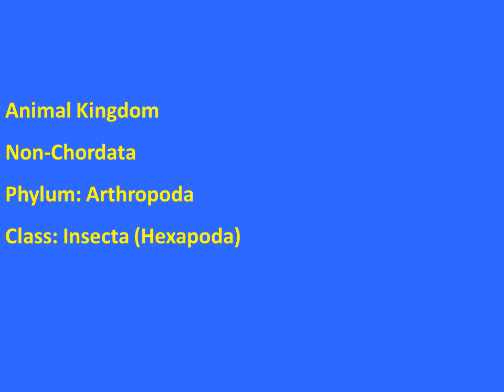Within this phylum, there are different classes, and one major class is the class Insecta, which has a synonym, hexapoda. Hexa means six, poda is again for appendages or legs. So these organisms have six legs, that is three pairs of legs, and hence hexapoda.